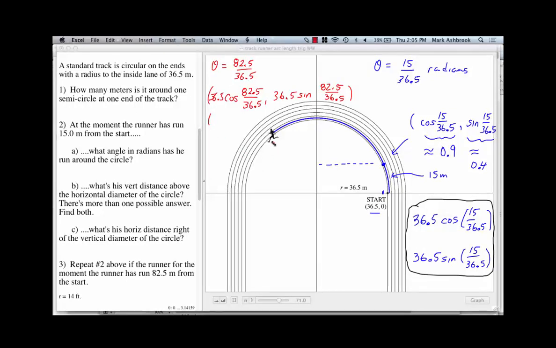So what does the cosine say? Negative what? 0.63? I made a good guess. Looks reasonable, right? A little bit further than half. Okay, and what does the sine say? 0.77.